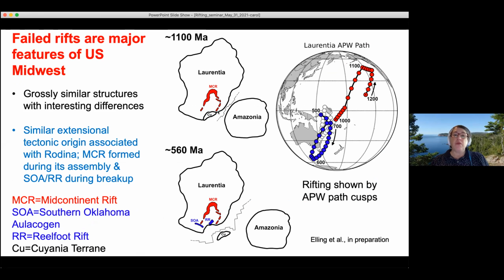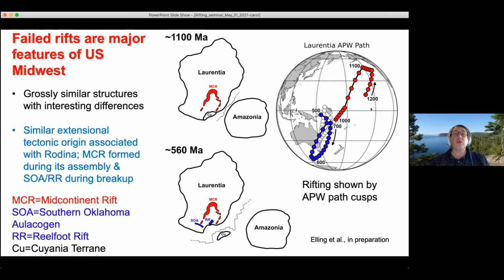The Midcontinent Rift formed, we think, when Amazonia rifted away from North America 1.1 billion years ago. The Reelfoot Rift and the Southern Oklahoma Aulacogen were part of the rifting that formed the Iapetus Ocean. In this case, a small terrane rifted away with the leftover failed rifts, and this small terrane is now part of the Argentine Precordillera.